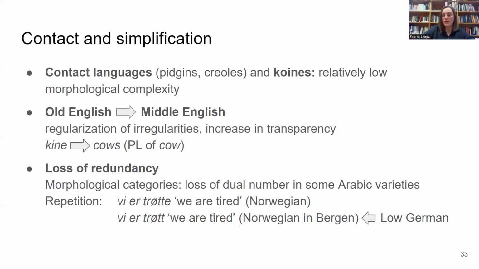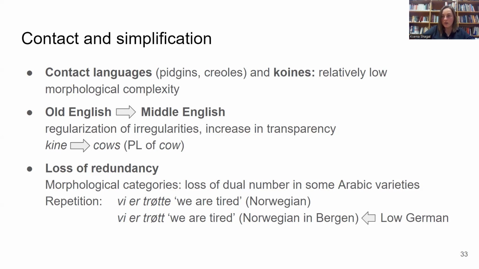And also in the development of individual languages, we see that with the increase of contact, languages might simplify. So this is what happened to Old English as it developed into Middle English. There was a lot of regularization of irregularities and increase in transparency.